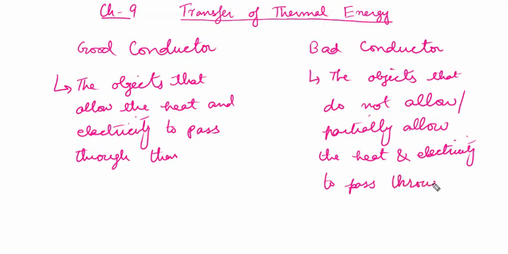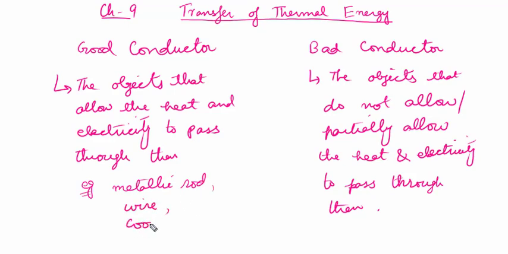So normally the conductors and non-conductors are considered to be solids, and the heat transferred through the solids is called conduction. After this definition of the good and bad conductors, let me give you some examples. The example of a good conductor can be a metallic rod, a wire, a cooking utensil, etc. These are the objects that allow the heat and electricity to pass through them.